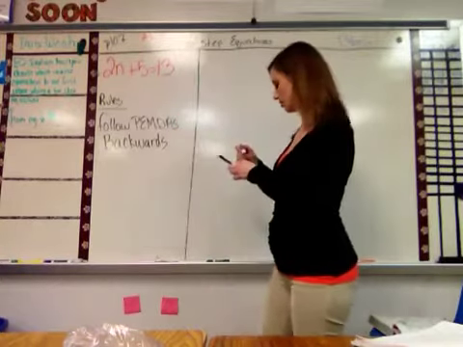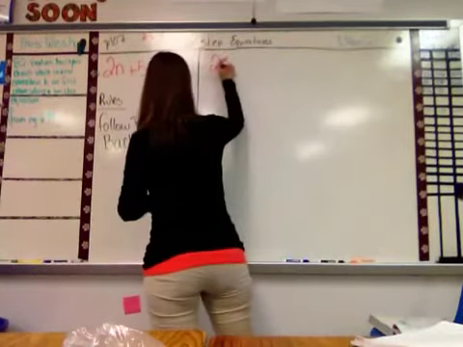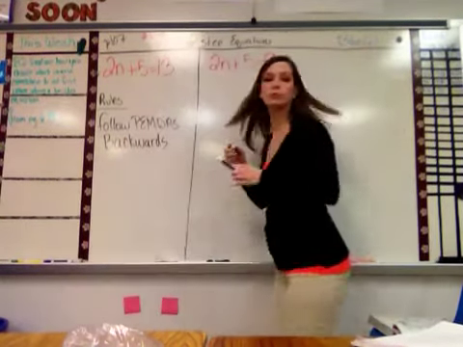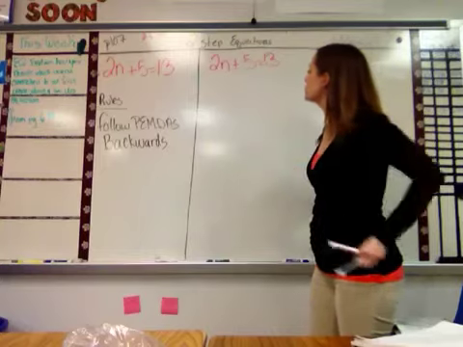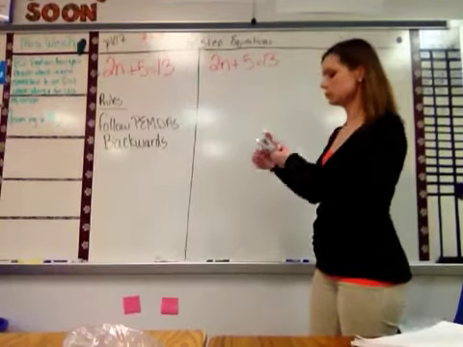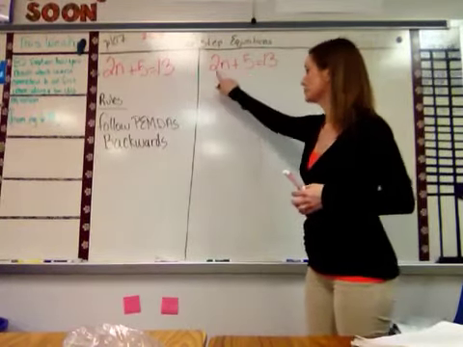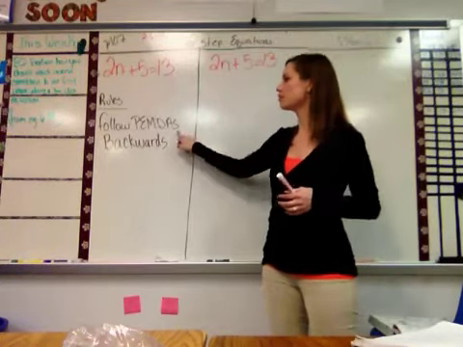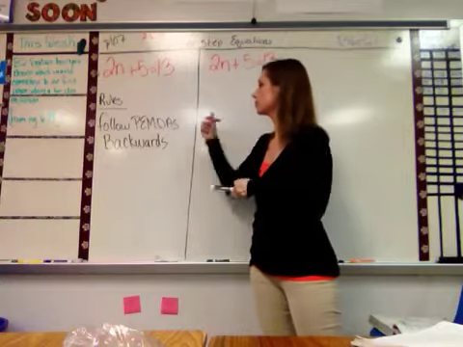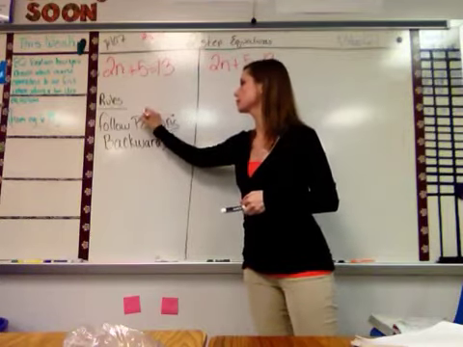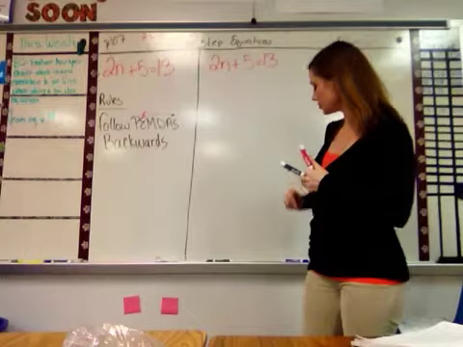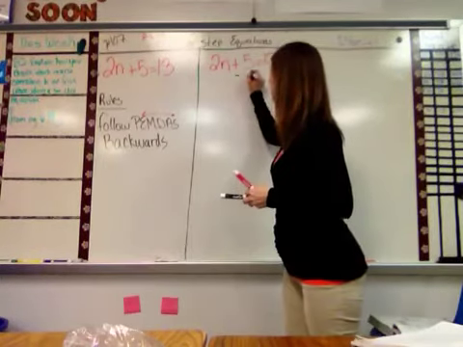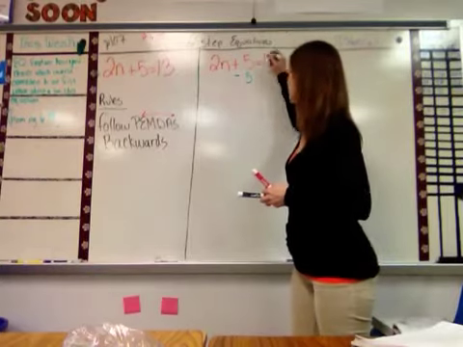So let's go ahead and solve this problem. We've got 2n plus 5 equals 13. I have addition and I have multiplication. So I'm going to undo my addition first if I'm following PEMDAS backwards. Remember, I want to start on this side and move backwards. If I undo the addition, I'm going to subtract 5. And remember, we do this to both sides.